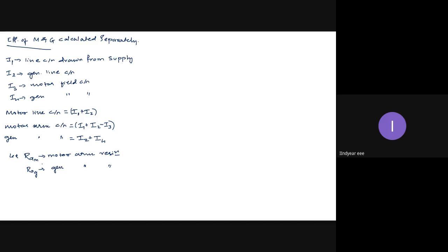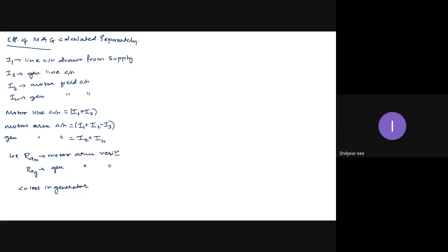Now the copper losses in generator. There are two copper losses in generator, and two copper losses in motor: armature copper loss and field copper loss. I cannot neglect field copper loss, because I am calculating at full load. So even when the field copper losses are very small, let us take them into account.